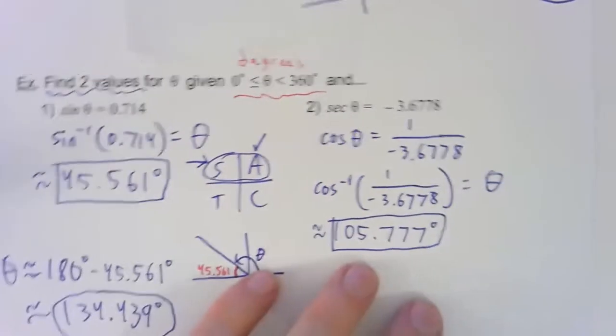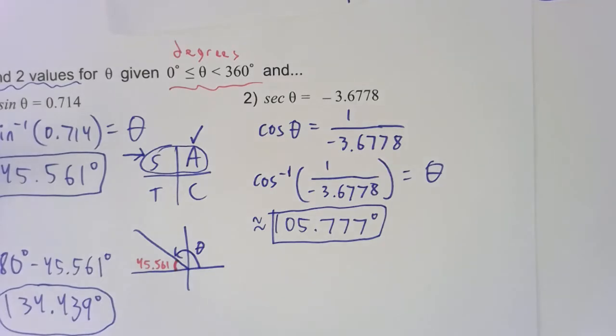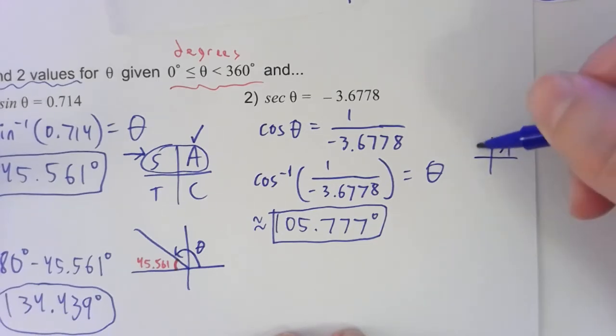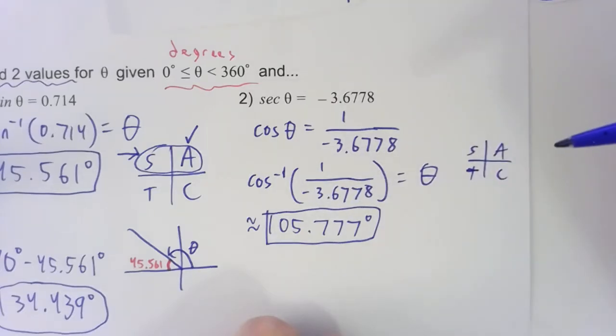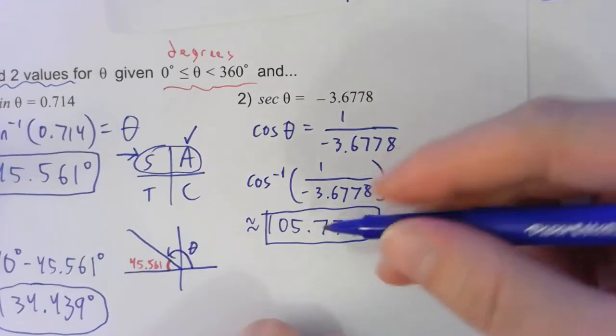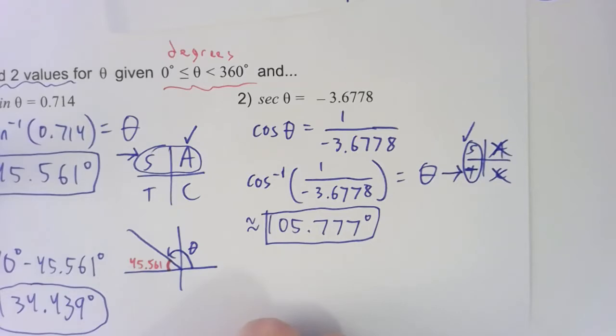All right, so one answer. We need another one though, so let's be detective here. We'll do our ASTC. So what do we know? We know that cosine has to be negative. Well, in the first quadrant, everything's positive, so that's no good. Fourth quadrant, cosine's positive, that's no good. So it has to be either the second or the third quadrant. We already found our second quadrant angle, so we're good there. So what we need is the third quadrant angle.